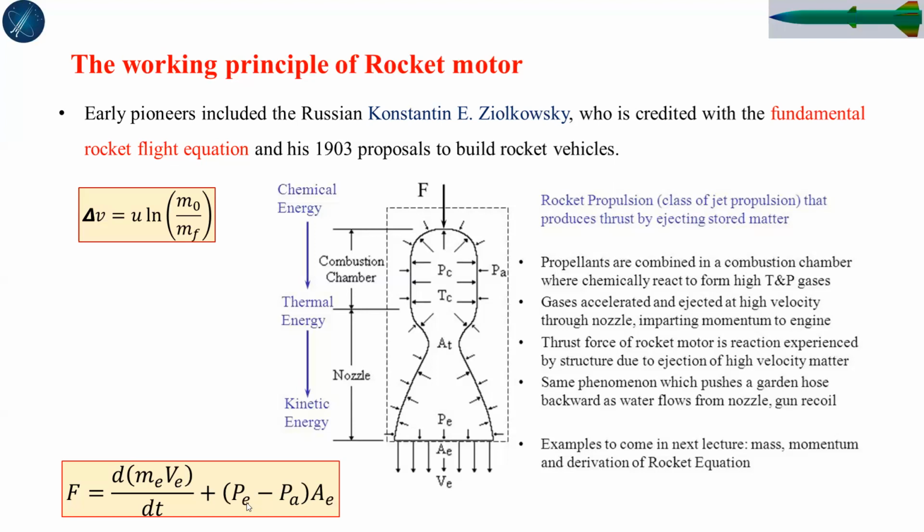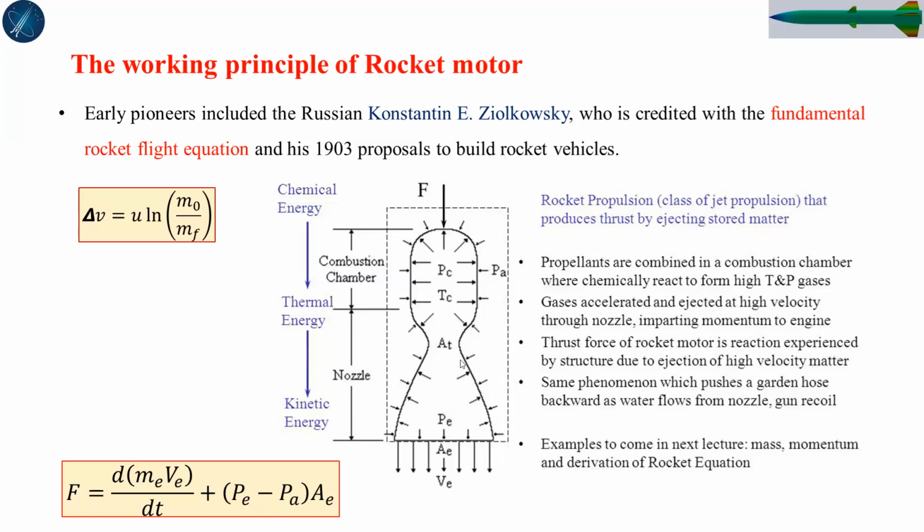And if the exit pressure is greater than the atmospheric pressure, then what we call the over-expanded nozzle condition will come. And if it is less than, then the under-expanded nozzle will come. So there are three conditions here: optimum expansion, over-expansion, and under-expansion of the nozzle.